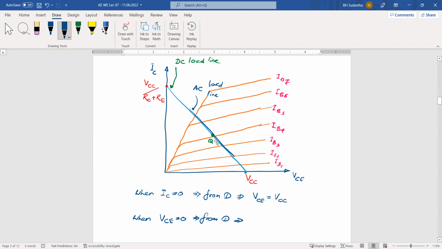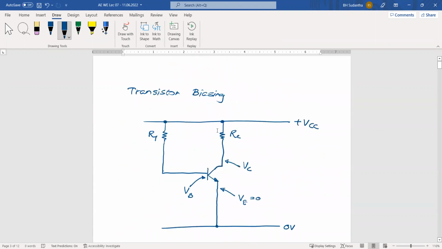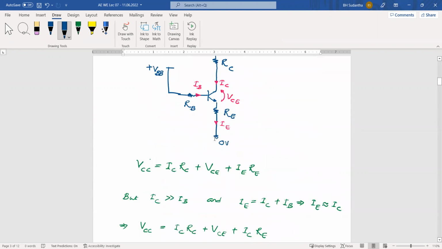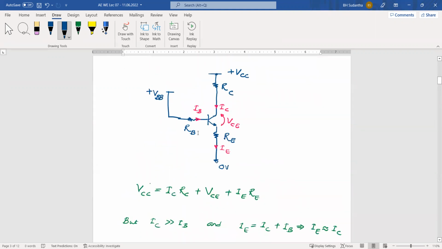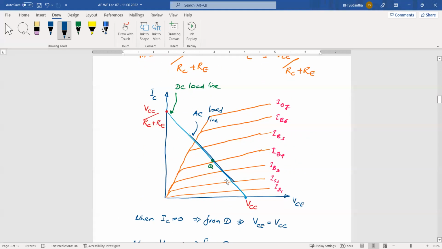Okay. How can we set this Q point? By selecting suitable values for this RC and RB, we can place this Q point anywhere in the graph. Okay. Then we have to carefully select.